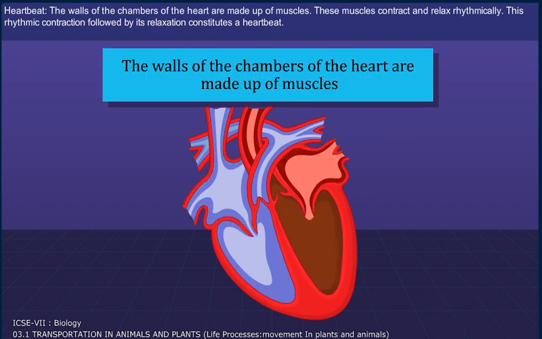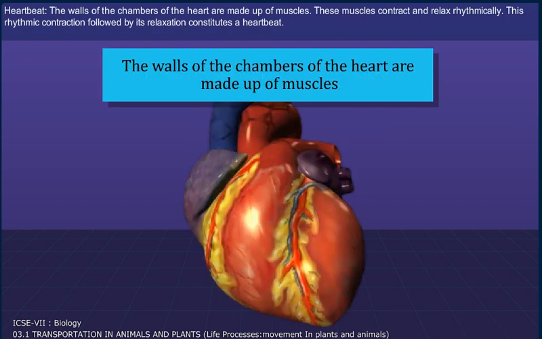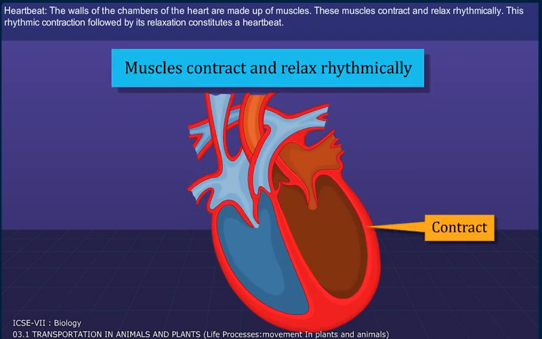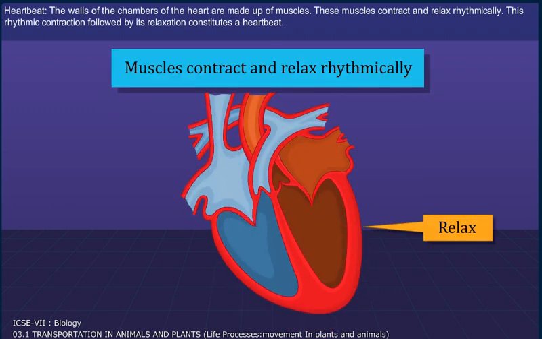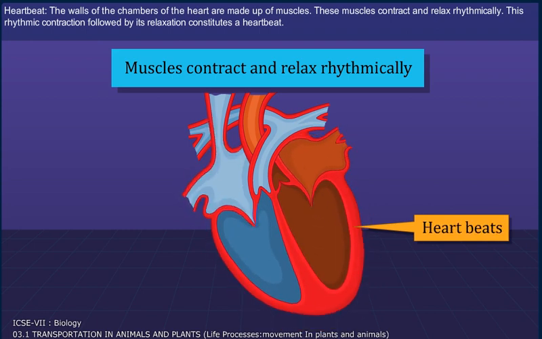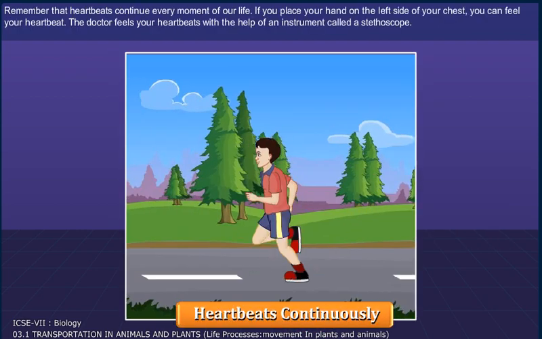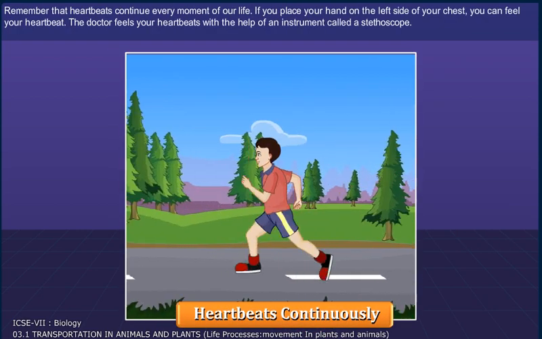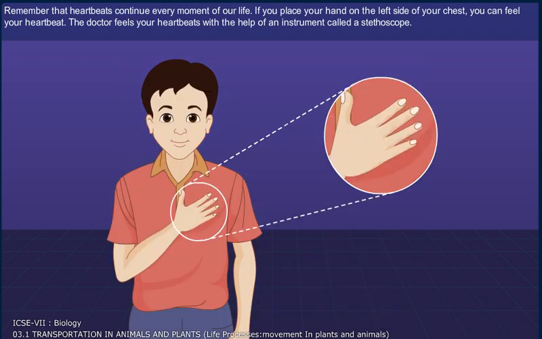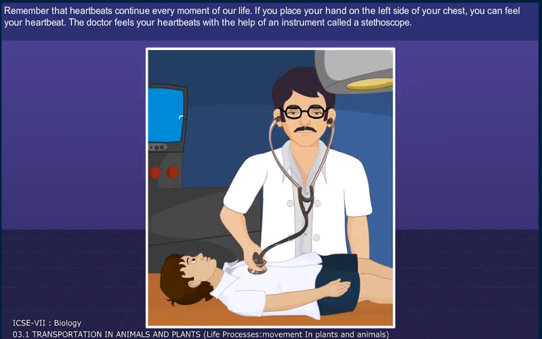Heartbeat. The walls of the chambers of the heart are made of muscles. These muscles contract and relax rhythmically. This rhythmic contraction, followed by its relaxation, constitutes a heartbeat. Remember that heartbeats continue every moment of our life. If you place your hand on the left side of your chest, you can feel your heartbeat.